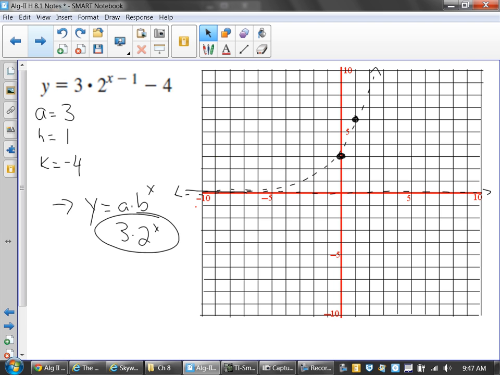From there, I now know the new graph is going to have a horizontal asymptote where? At -4. I know that this is all going to get shifted. Basically, everything's got to go down 4 and right 1. So all I have to do is move this point over right 1 and down 4. Move this one over right 1 and down 4. I know my new horizontal asymptote is at -4.